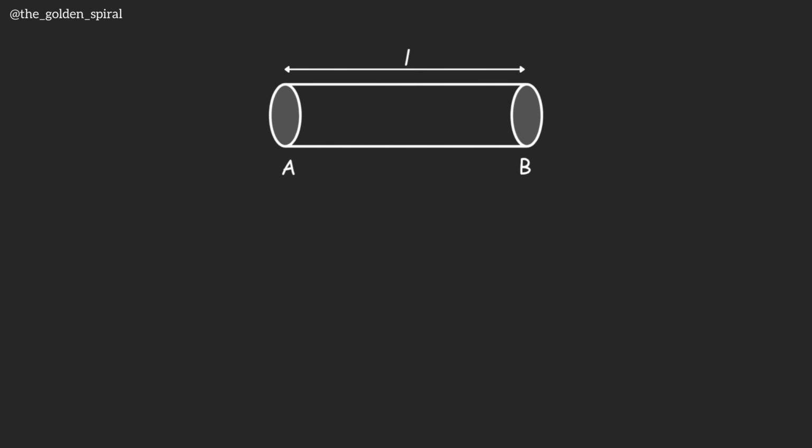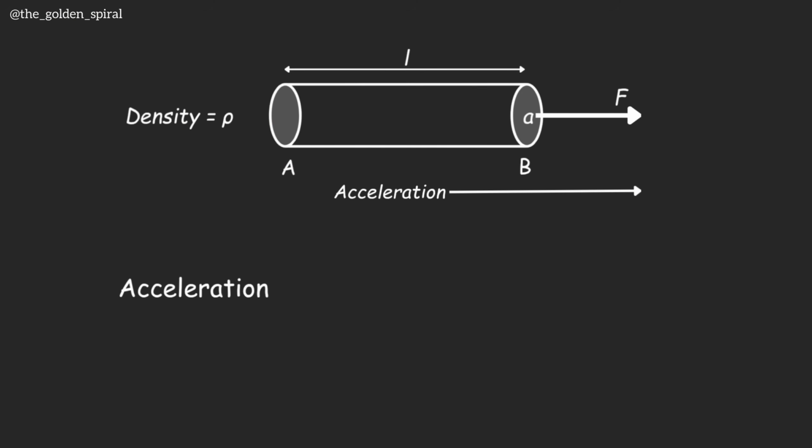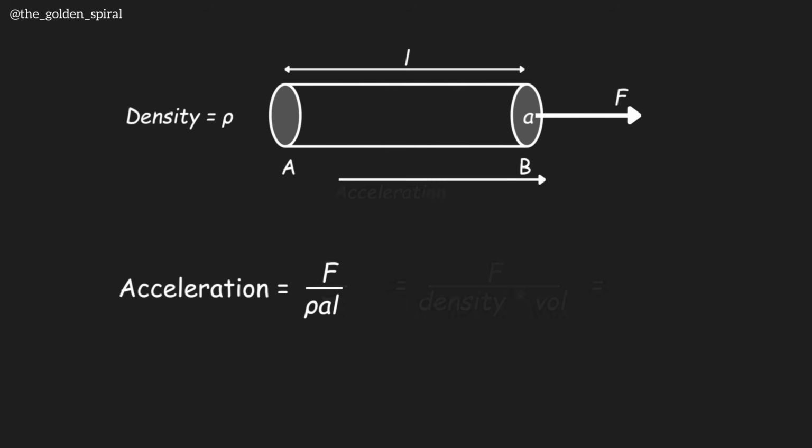Let's do the math. Consider a uniform cylindrical rod AB with all the standard assumptions. Let its length be L and cross-sectional area be A with a uniform mass density rho. Let a constant force F be applied at the end B and A is free to move. Due to this force, this rod will accelerate, given by Newton's second law, that is force by mass. And the mass is just density times volume, which is density times area times length.